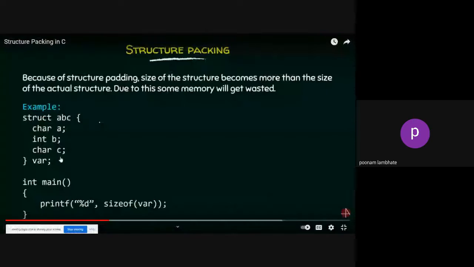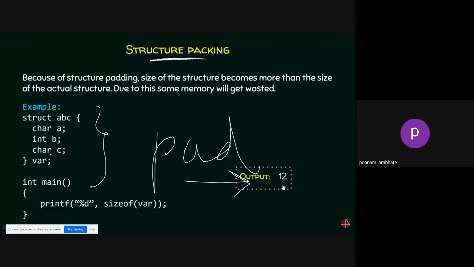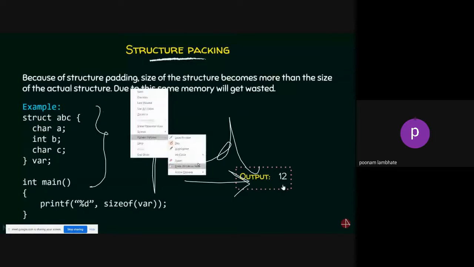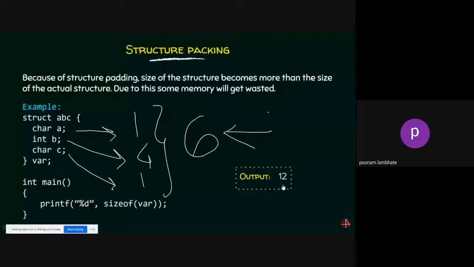We have seen that the output was 12. For this case, when we used padding, the output became 12. But if you turn off the padding, then the actual size of the structure will get displayed. The actual size of the structure is nothing but: character occupies 1 byte, int occupies 4 bytes, and again character occupies 1 byte. So the actual size is 6. And this 6 you will get at the output if you use packing. If you use padding, you will get 12. But if you use packing, you'll get the actual size of the structure.